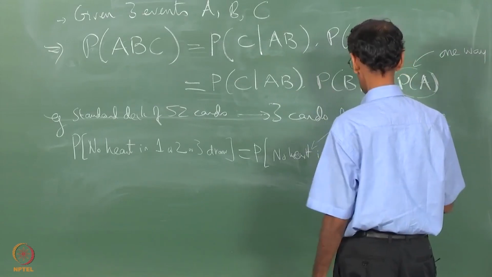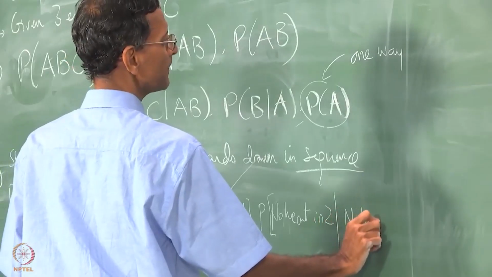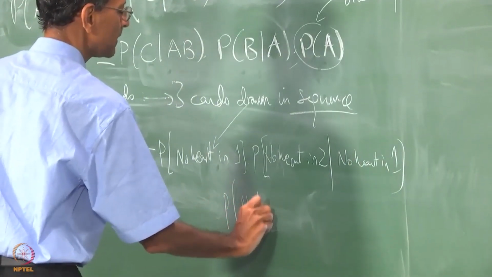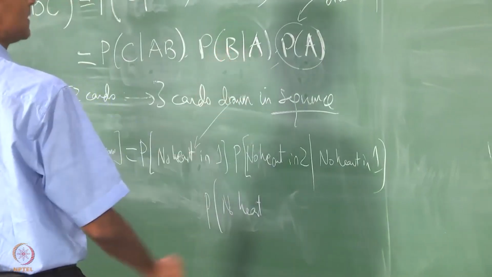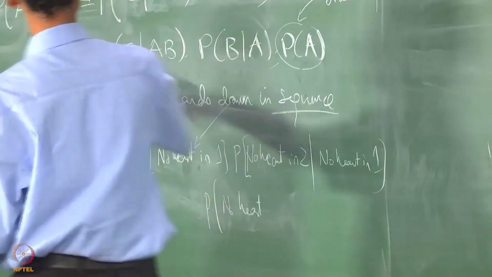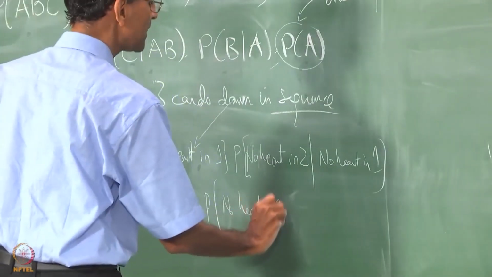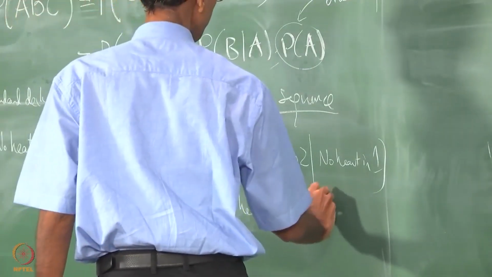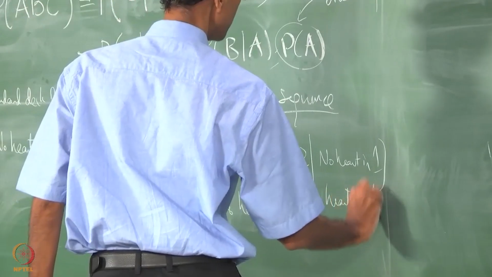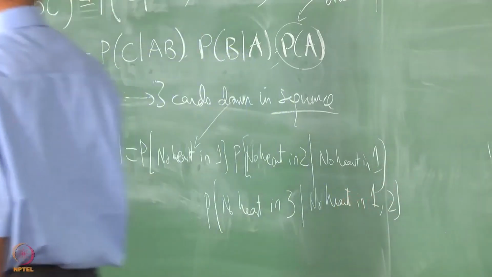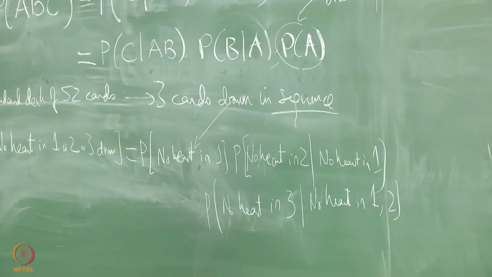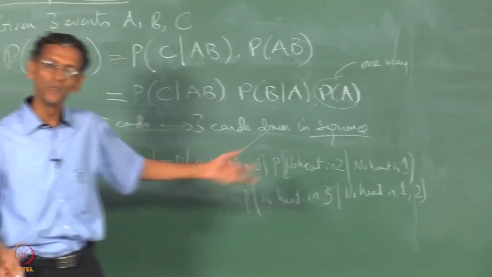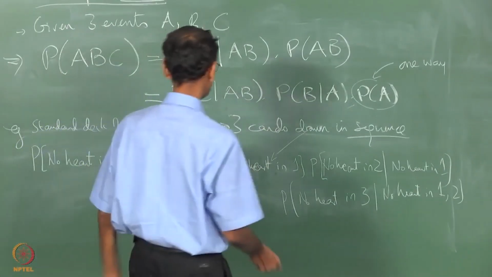Then no heart in 2 given no heart in 1, that would be P of B given A. So what would be P of C given AB? It would be no heart in 3 given no heart in 1, 2. I'll just write 1 comma 2 because that's a joint event. You're saying no heart either in the first draw or second. So now it's easy enough to write out each of these things.